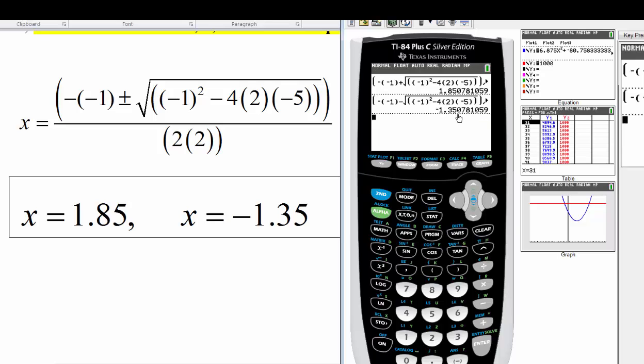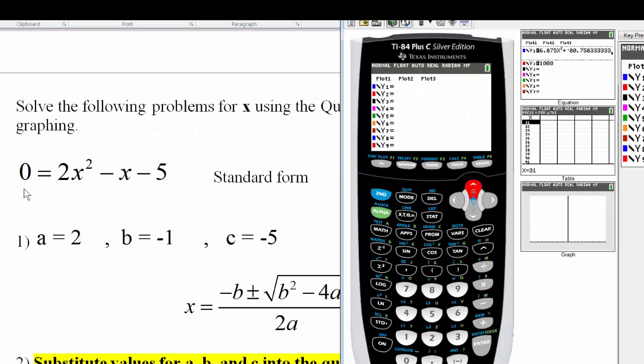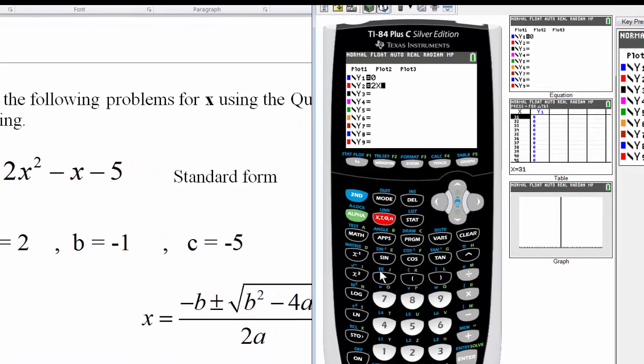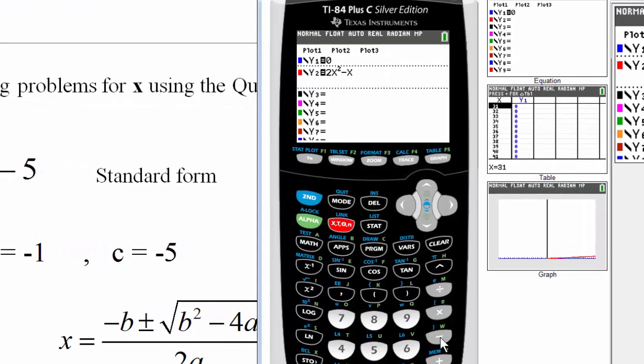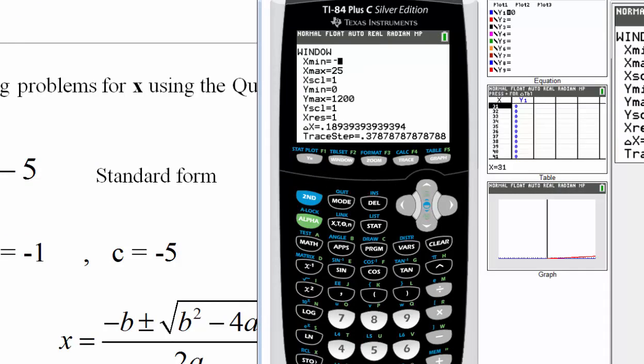Well, we can graph both sides of the equation. Remember, this was the original equation, 0 equals 2x squared minus x minus 5. So I'm going to graph y1 equals 0, and I'll graph y2 as 2x squared minus x minus 5. And let's just try a standard window, or maybe slightly bigger than standard. I'll say -15 to 15. And I think I'll do the same for my y-min and y-max.